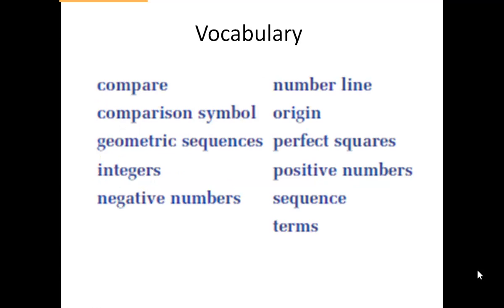This is your list of vocabulary words. You have a document in your coursework that you can pull off so you can learn these. It's important that you know the definitions of each of these so that if on a test they ask you what an origin is, you know that that's 0. You need to be able to know those.